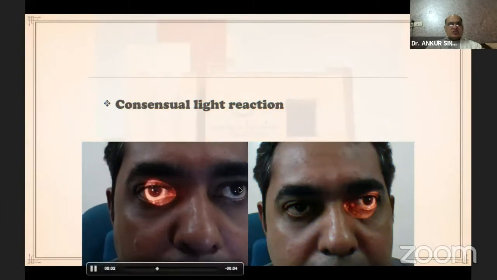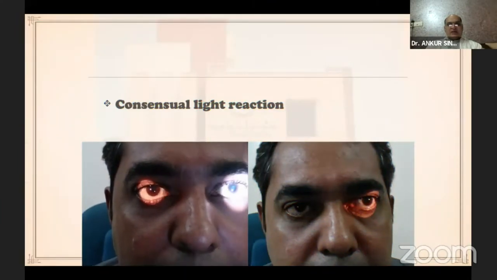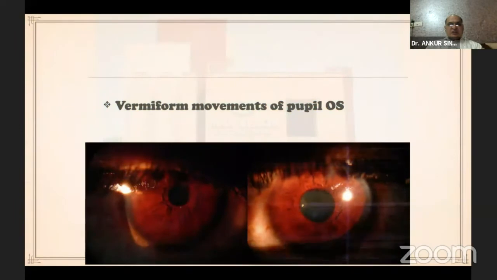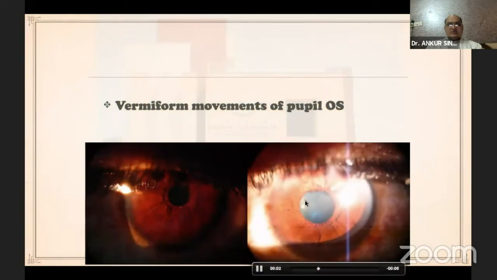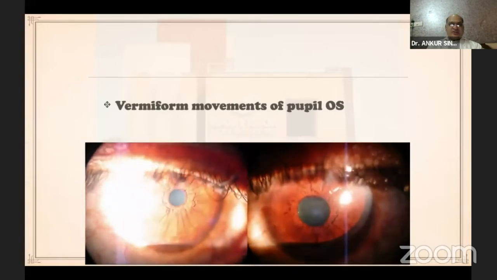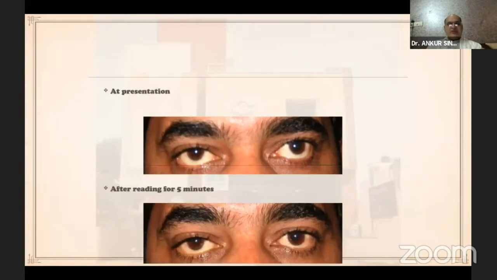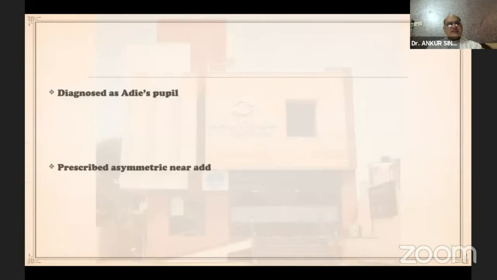Then we do the consensual light reflex, where we can again see that when the light is shown to the left eye, the right eye constricts well. But when the light is shown to the right eye, the left eye doesn't constrict so well. And this is the movement of the pupil. We can see this eye is showing a vermiform kind of pupillary constriction, while the right eye is showing a concentric pupillary constriction, so clearly the left eye is abnormal. And this is at presentation; when we asked him to read for 5 minutes, the pupil does constrict. So this was a case of Adie's pupil, and the patient was given asymmetric near add with photochromatic glasses.